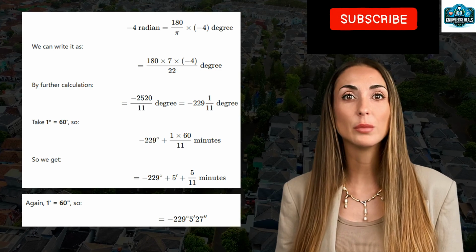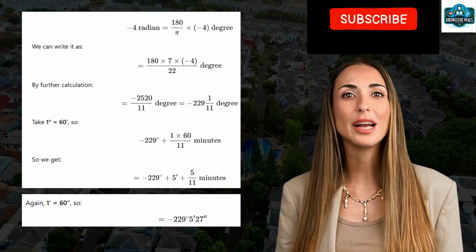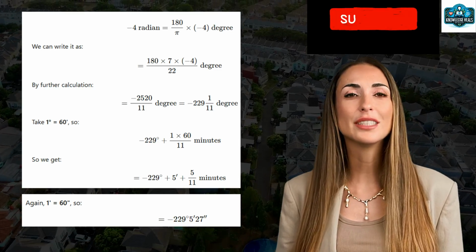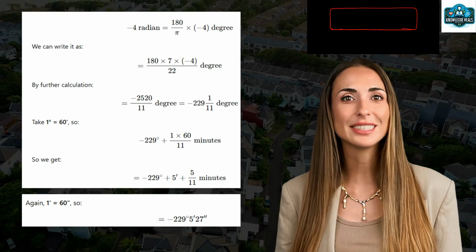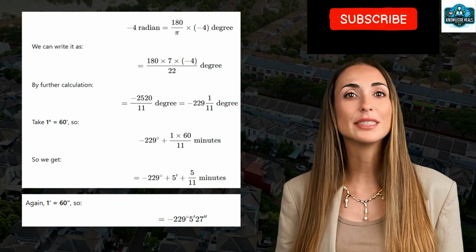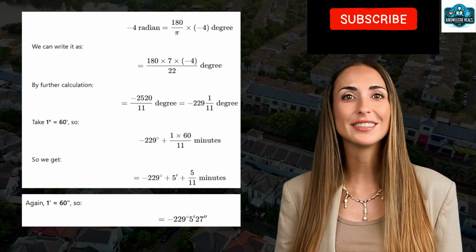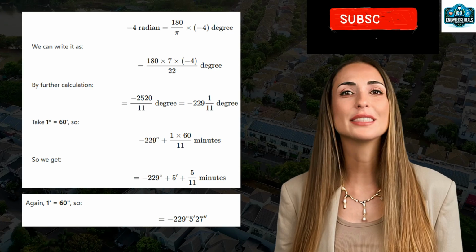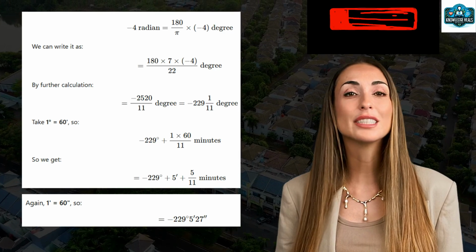Now we will convert minus 4 radians to degrees. We can do that by multiplying 180 by pi to minus 4. As we simplify, it becomes minus 229 and 1 by 11 degrees. As 1 degree is equal to 60 minutes, it becomes minus 229 degrees plus 1 into 60 by 11 minutes. Then it becomes minus 229 degrees plus 5 minutes plus 5 by 11 minutes. At the end we get the solution minus 229 degrees 5 minutes 27 seconds.